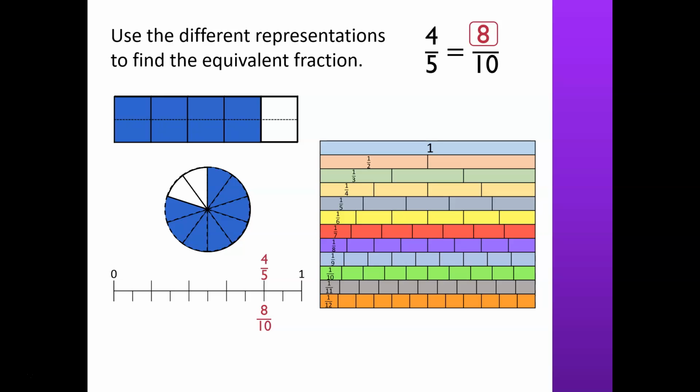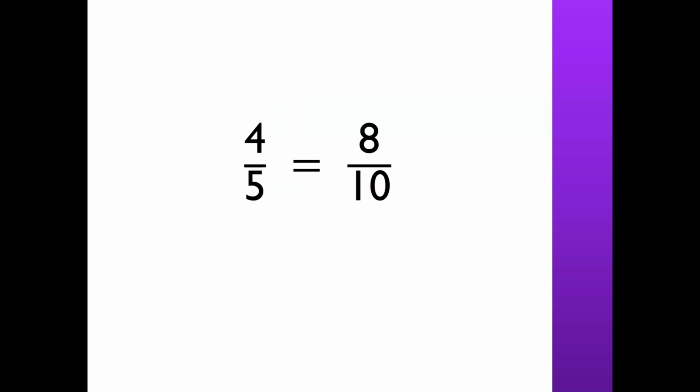On to the fraction wall now. We again can see the equivalent fraction by finding 4 fifths and then drawing a line down to the green tenths bar. Counting along, I can see that 4 fifths is equivalent to 8 tenths. We have seen lots of ways that 4 fifths is equal to 8 tenths.